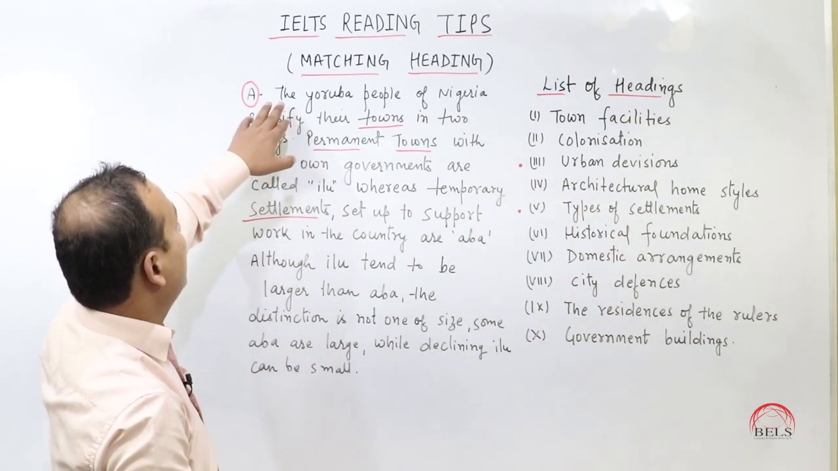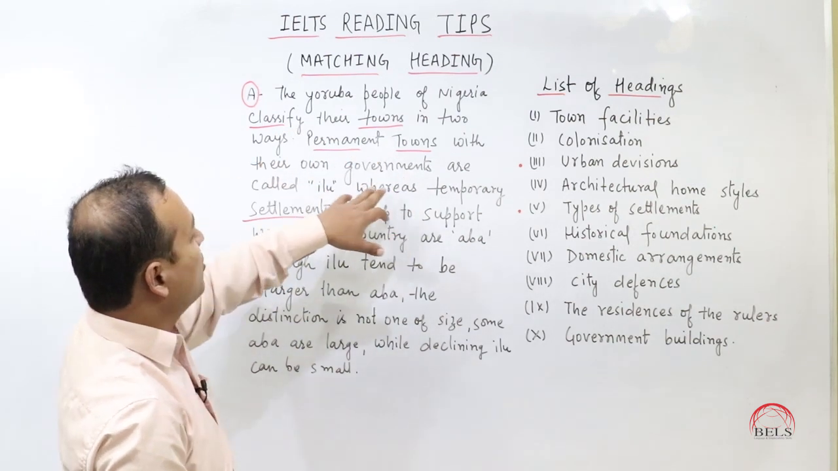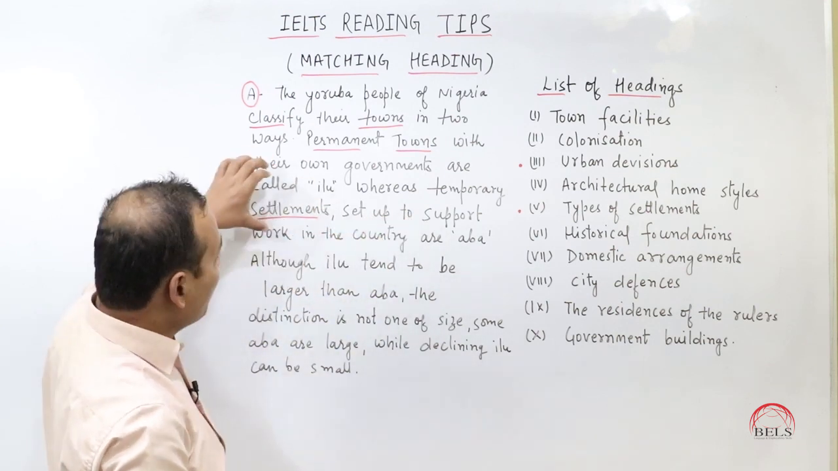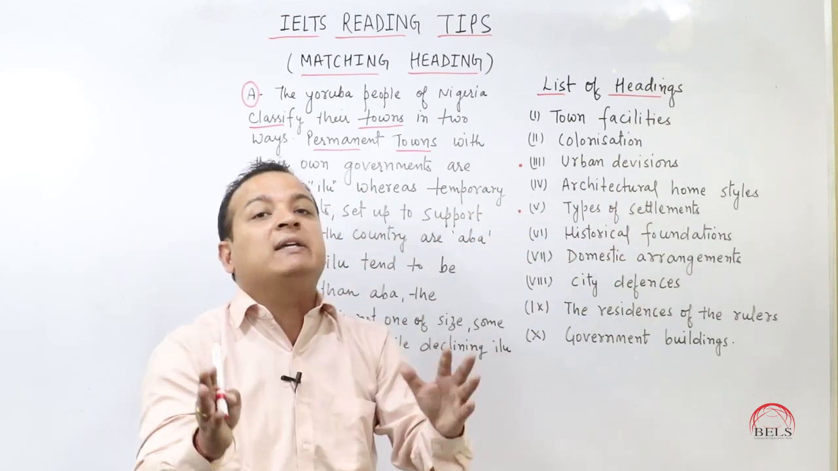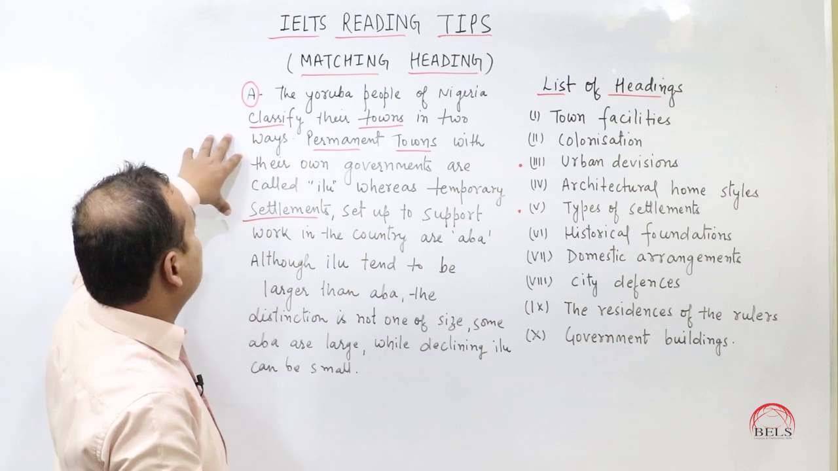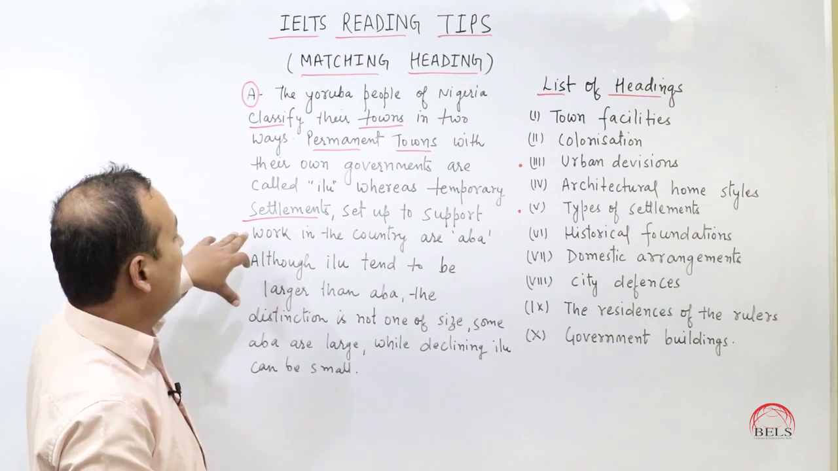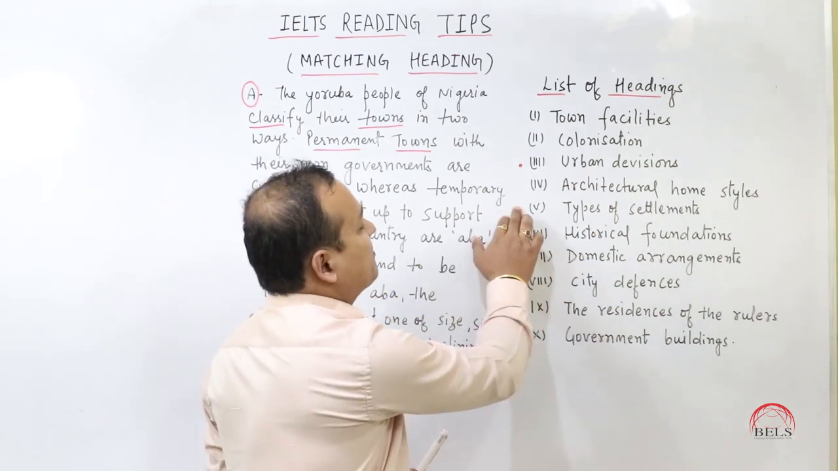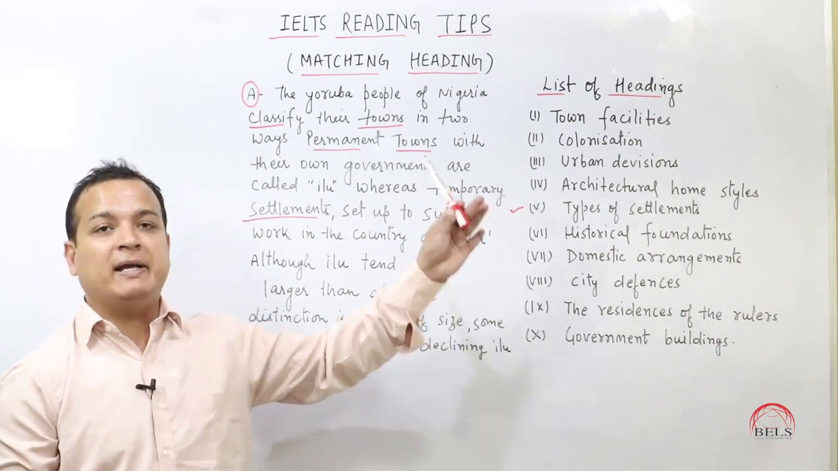Urban divisions, let's talk about it. The Yoruba people of Nigeria classify their towns in two ways. Permanent towns with their own government are called Ilu, whereas temporary settlements set up along the road are called Eba. Now, if you read this statement very carefully, it's again not talking about urban divisions. It's not about dividing the urban areas. They are talking about the settlements in the urban and rural areas. They classify the towns in two ways, permanent towns and temporary settlements, which are Iba, although they tend to be larger than Eba. So they are talking about this one, types of settlements. So ultimately, we have the answer. This is the way of finding the answer.